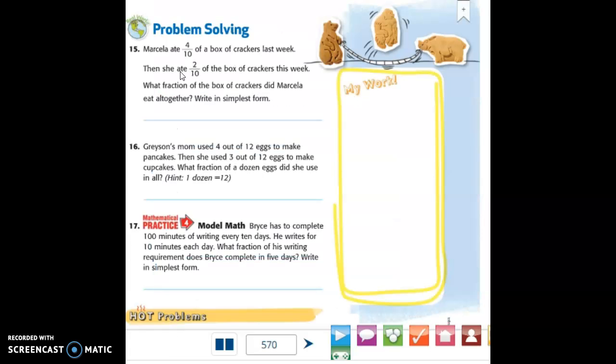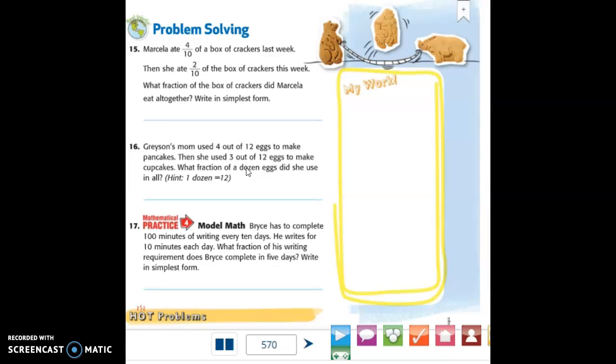And then moving on to the word problems. We've got Marcella ate 4/10 of a box of crackers last week. Then she ate 2/10 of the box of crackers this week. What fraction of the box of crackers did Marcella eat altogether? It says to write in simplest form, but I'm not going to require that. Just solve the equation. This one asks the question, what fraction of a dozen eggs, when it's given you 12 here? So it's given you the hint, 1 dozen equals 12. So the 12 here matches the dozen eggs that it's asking about in the question.